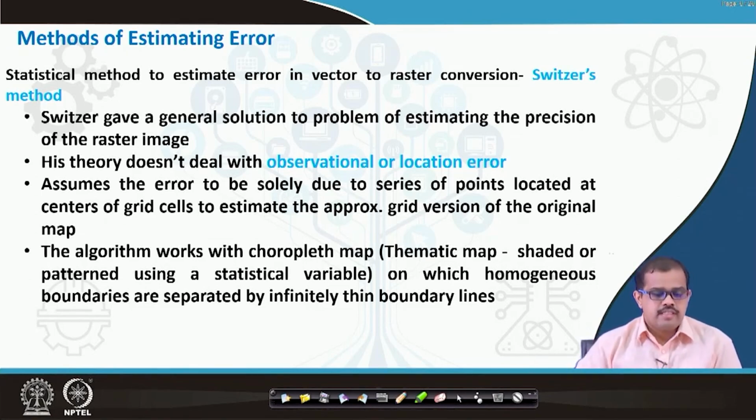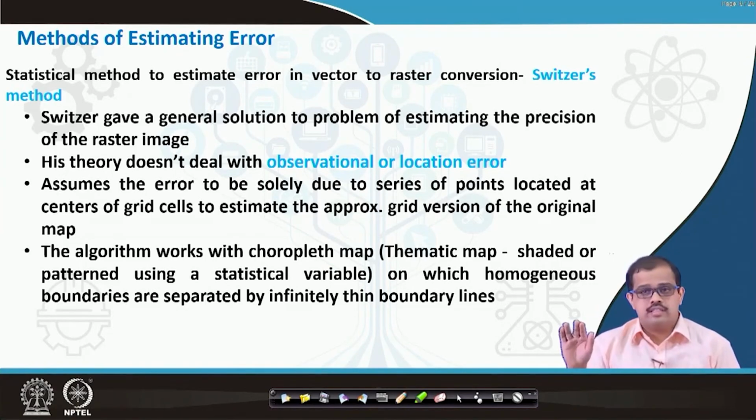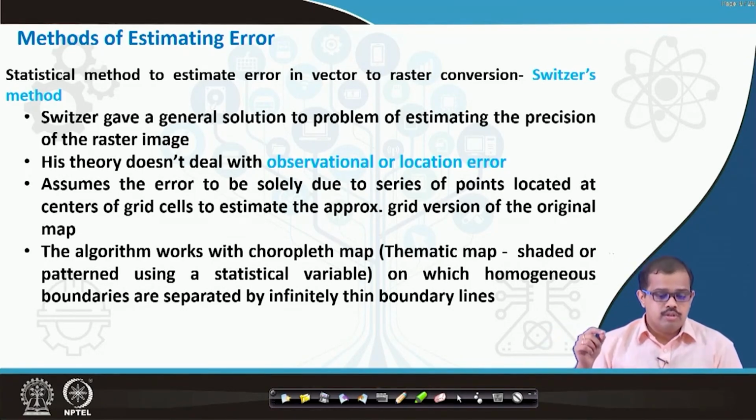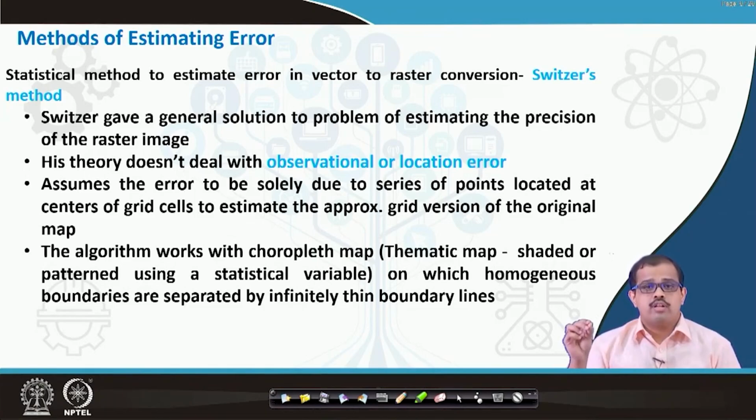It means his theory does not deal with any observational or locational error. This is very important when you are trying to understand. This theory does not think about any of the observational or locational error. It assumes that error is solely based on points located at the centers of the grid cells to estimate the approximate grid version of the original map.